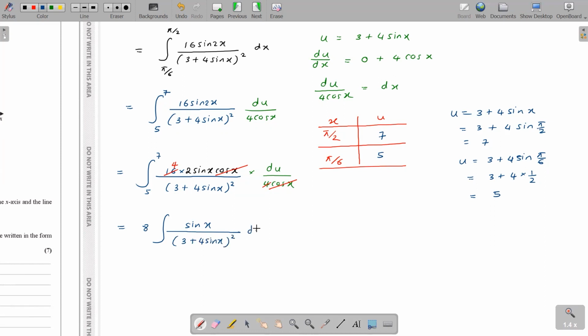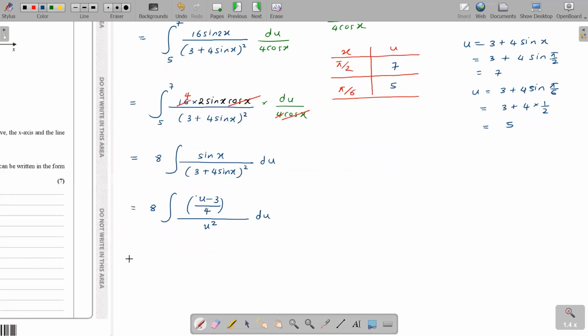I'm still not done. I need to completely convert the sum into u. 3 plus 4 sin x is directly u. How do I replace sin x? Over the top, can you see sin x is u minus 3 over 4. Do you agree with me? Shall we replace 8 times integration? Sin x is u minus 3 over 4, divided by 3 plus 4 sin x is u, so 3 plus 4 sin x squared is u squared.